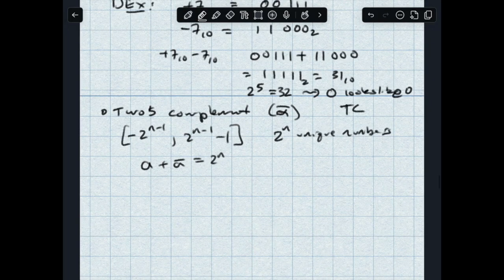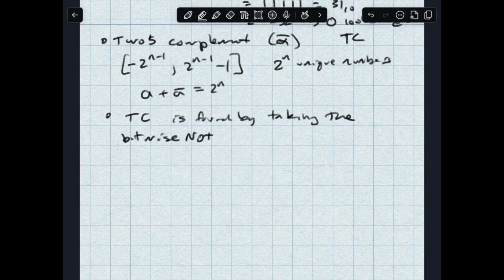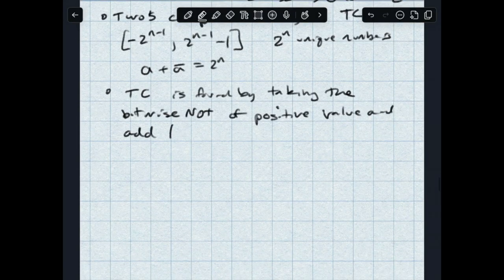So here's how this works. To get the 2's complement is you take the bitwise not of the positive value and add 1. Let's see that in practice using an example. So if I take the 2's complement of 3, well, that's the 2's complement of, again, let's use 5 bits for grins and giggles.